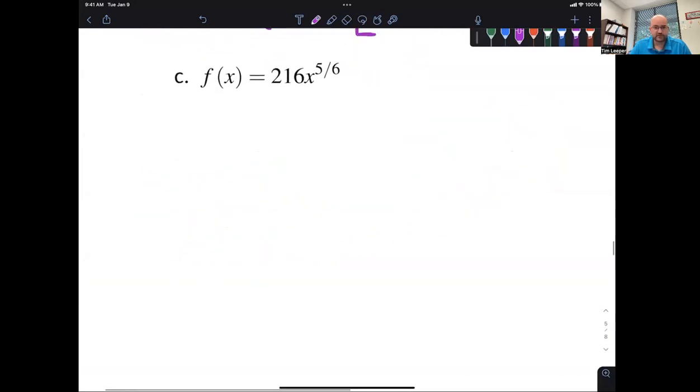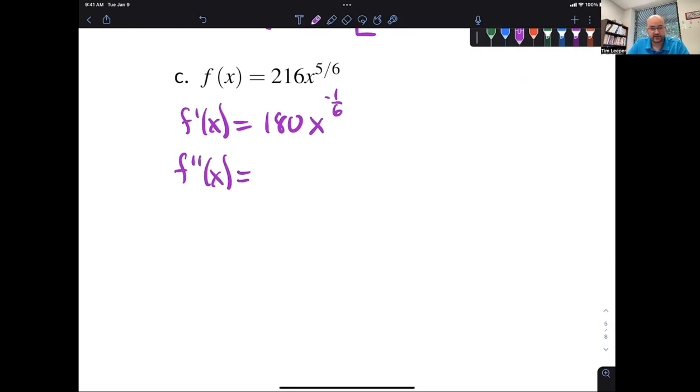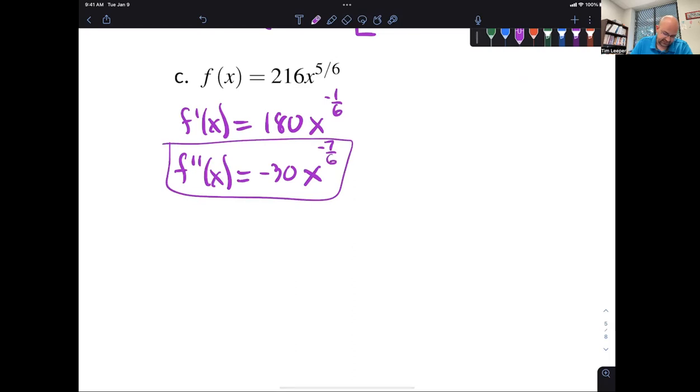For C, finding the derivative here, we have f prime of x is equal to 216 times 5/6, which is 36 times 5. What is that? 180. So 180 x to the 5/6 minus 1, which is the negative 1/6 power. Good. Now, finding the second derivative then, negative 1/6 times 180 is negative 30, x to the negative 1/6 minus 1, which is negative 7/6. Good. That's the second derivative.